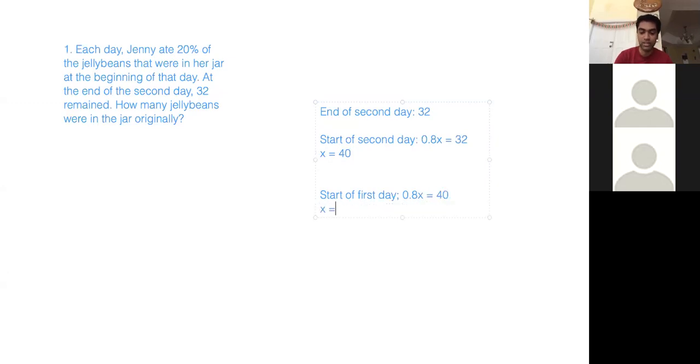Good. Yep, that's correct. So the key idea here is fairly straightforward. You end with 32 on the second day. That is 80% of what was there at the beginning. So either you can do it algebraically or just think about it: 80% of what was originally there is 32. That must have been 40 initially. And then 20% of the jelly beans were eaten on the first day as well. So if 40 was left at the end of the first day, 50 must have been there at the beginning of the first day.